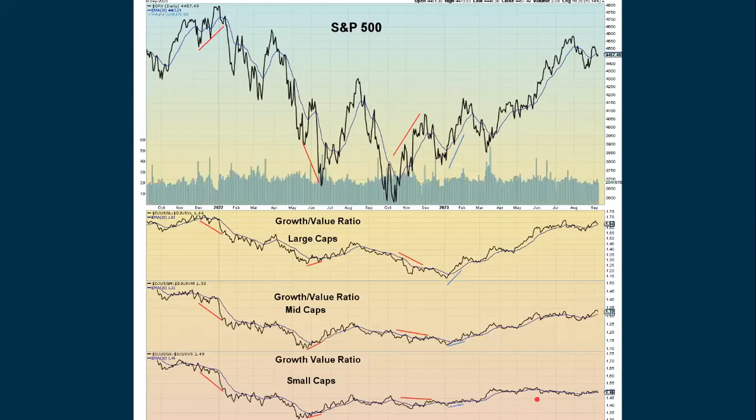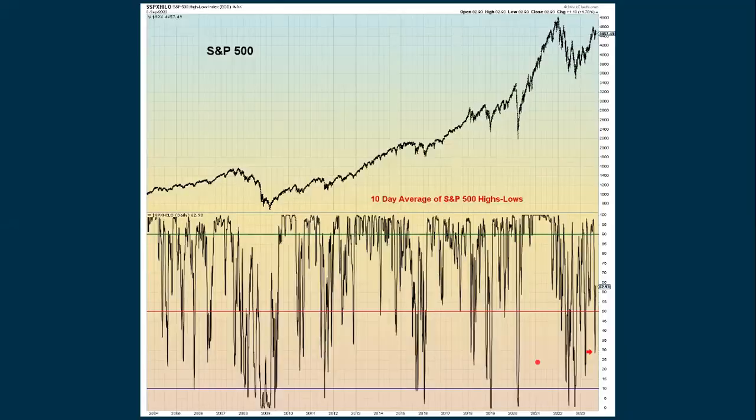Then we look at different growth to value ratios. Again, here's the large caps, mid caps, and small caps. We really haven't seen a lot of changes in this, so I haven't been showing these charts. Then we look at a 10-day average of the S&P 500 highs minus the lows. We use this like an oscillator. When we get extreme positive or extreme negative, we can also get a bias from this.